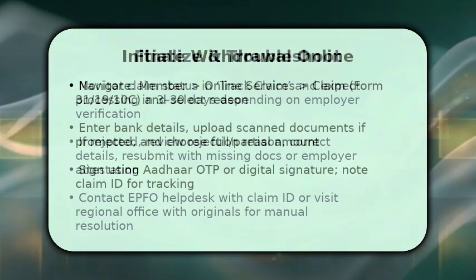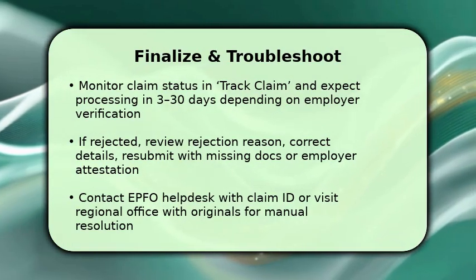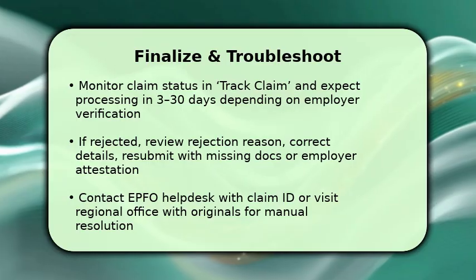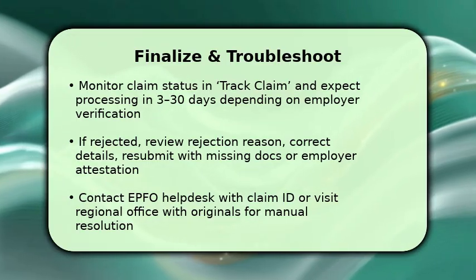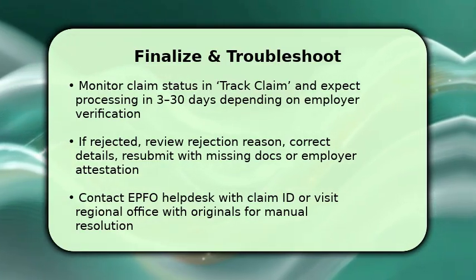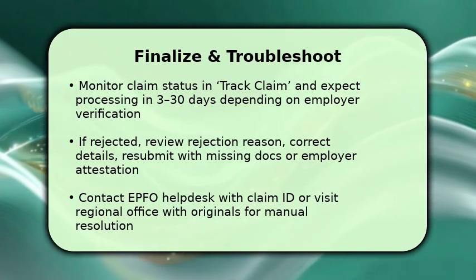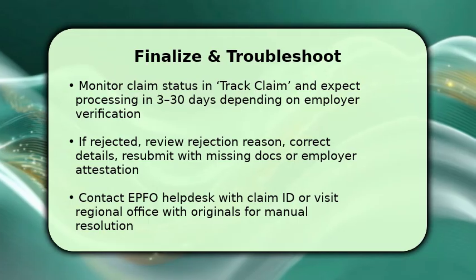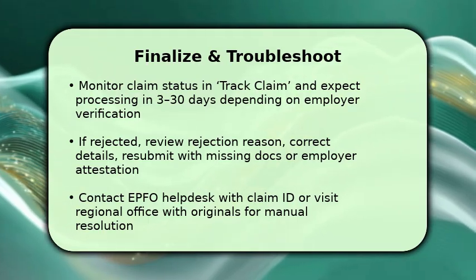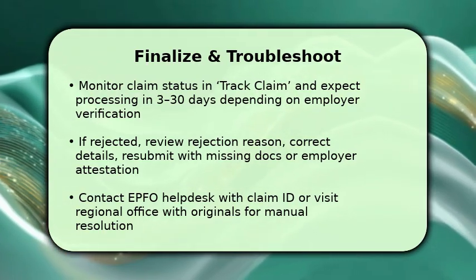You finish by monitoring the claim and track claim. Processing times vary from 3 days to about 30 depending on employer verification. If the claim is rejected, read the rejection reason carefully, correct inaccurate details, then resubmit with the missing documents or obtain employer attestation. Make sure to keep the claim ID handy.